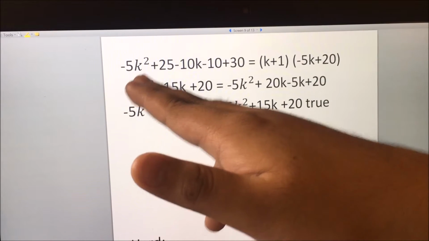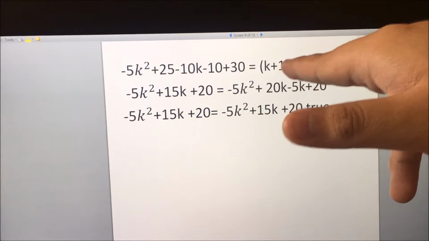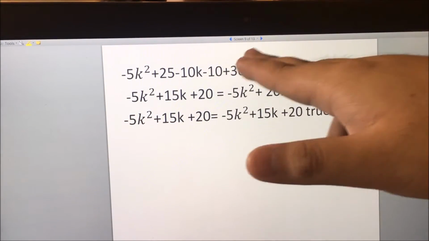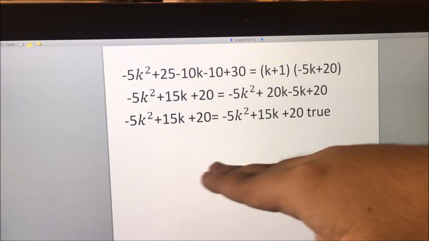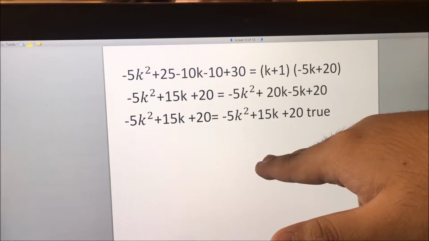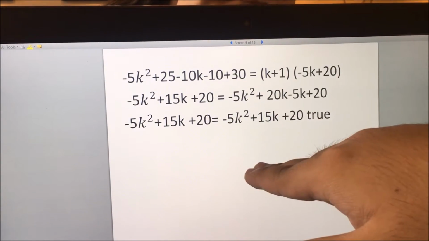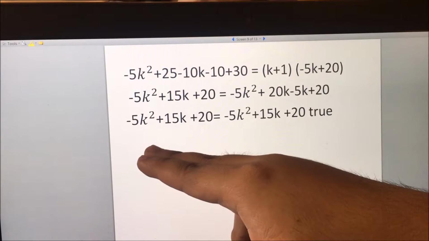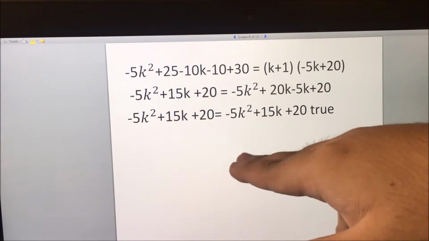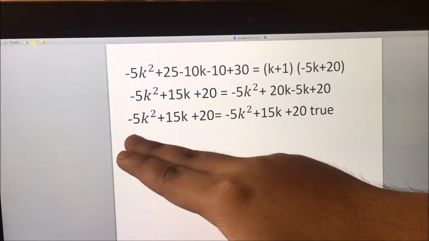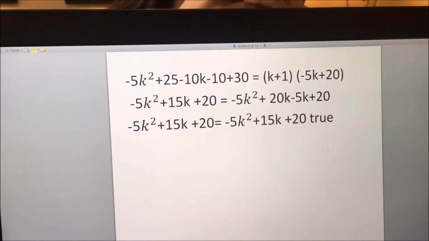Negative 5k squared plus 25 minus 10k minus 10 plus 30 equals (k plus 1)(negative 5k plus 20). So then, do everything still necessary, then we end up with this. Negative 5k squared plus 15k plus 20 equals negative 5k squared plus 20k minus 5k plus 20. And then find the common terms and do the operations, and we end up with this. Negative 5k squared plus 15k plus 20 equals negative 5k squared plus 15k plus 20. So then, this statement is equal to each other, which means letter C is proven true.